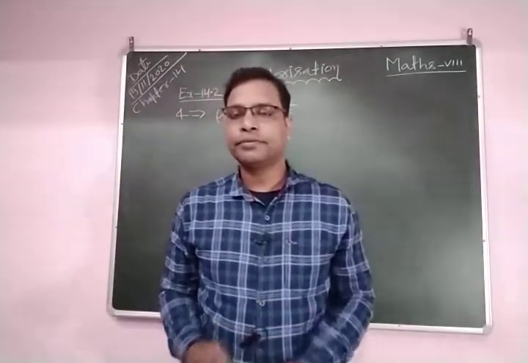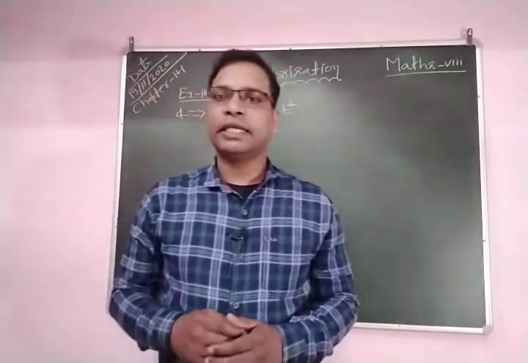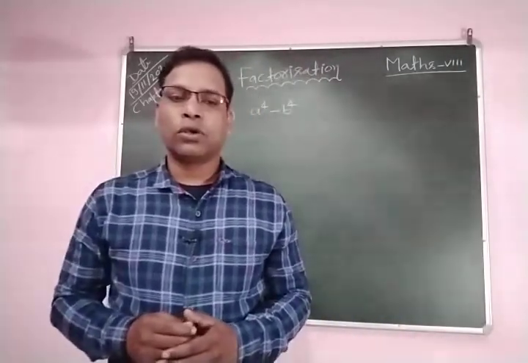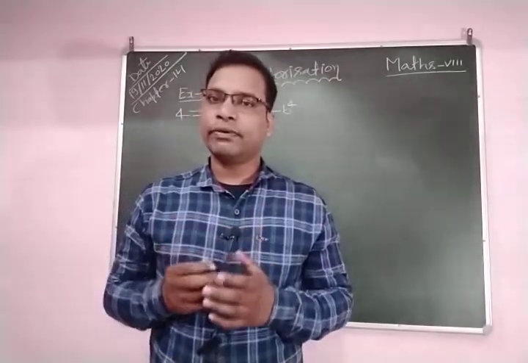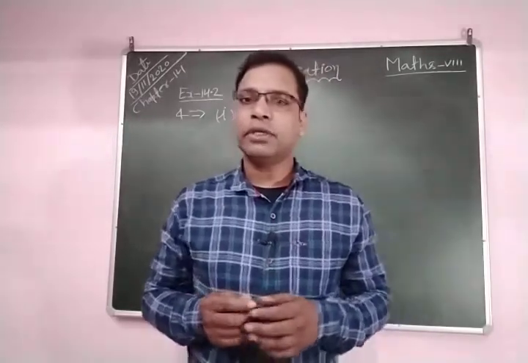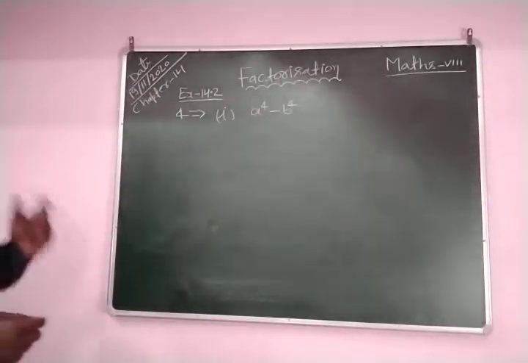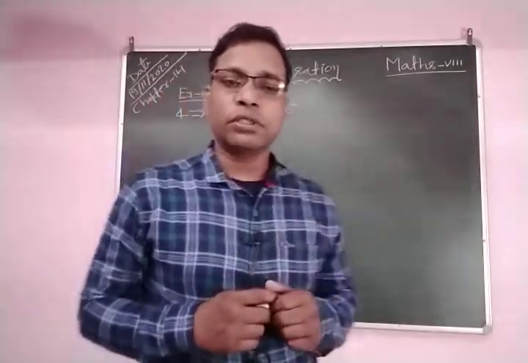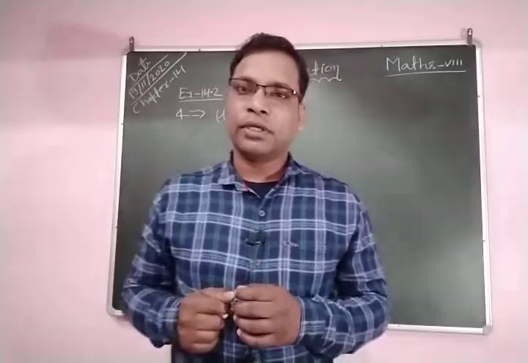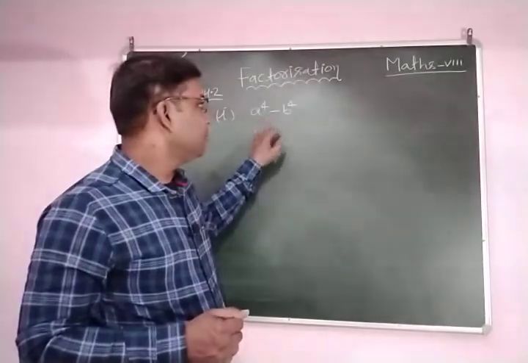Good morning students. Today we are going to discuss chapter 14, Factorization, exercise 14.2, question number 1, first part of question number 4: a to the power 4 minus b to the power 4. We need to factorize a to the power 4 minus b to the power 4. So for this, how can we factorize it?